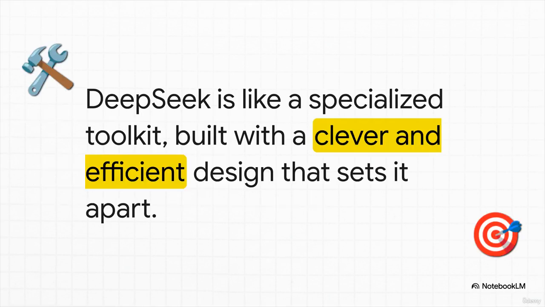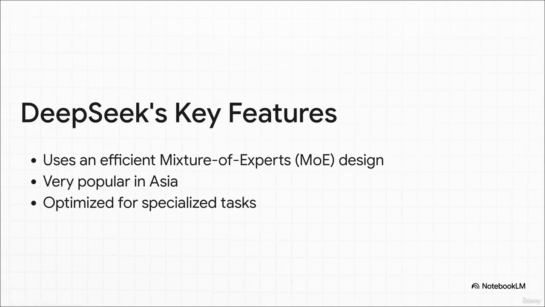All right, our third model is DeepSeek. Let's think of this one as a specialized toolkit. Instead of a general-purpose hammer, this is a set of precision instruments. It's built with a really clever and efficient design that makes it stand out from the crowd. Here's where things get really cool from a technical standpoint. DeepSeek uses something called a mixture of experts design, or MOE for short.